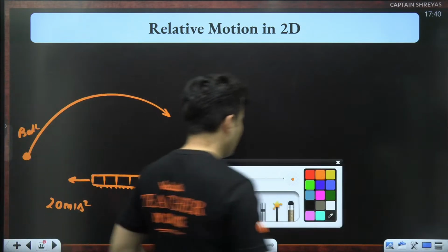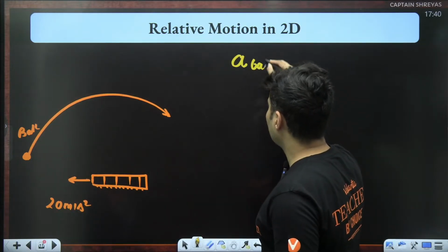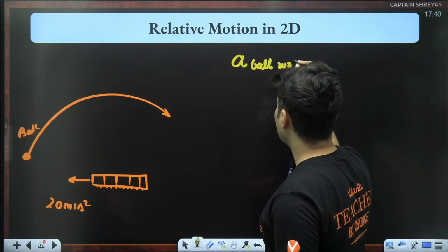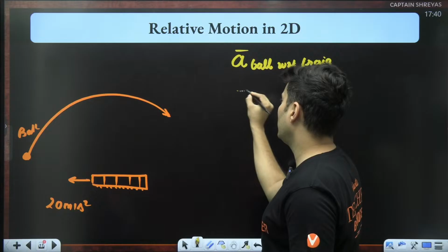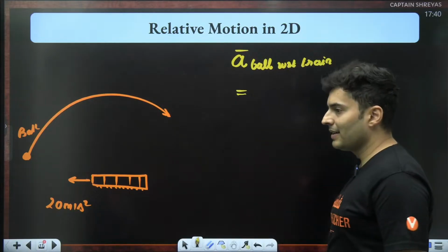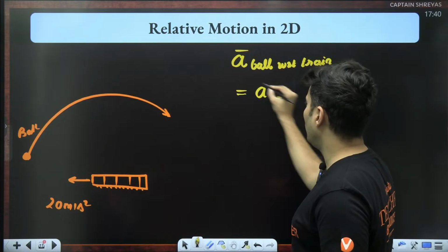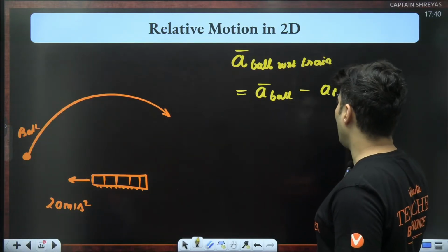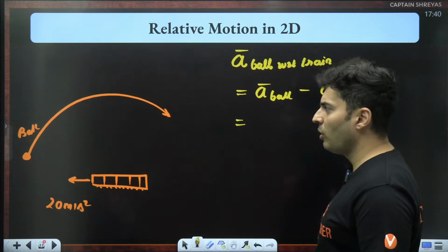So now if I ask you, what is the acceleration of the ball with respect to the train? What will your answer be? Think about it. Acceleration of the ball with respect to the train. You will think, okay, it will be nothing but acceleration of the ball minus acceleration of the train. Okay, fair enough. What is the acceleration of the ball?